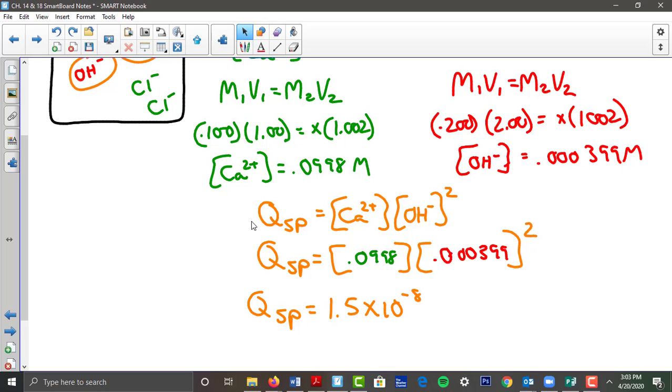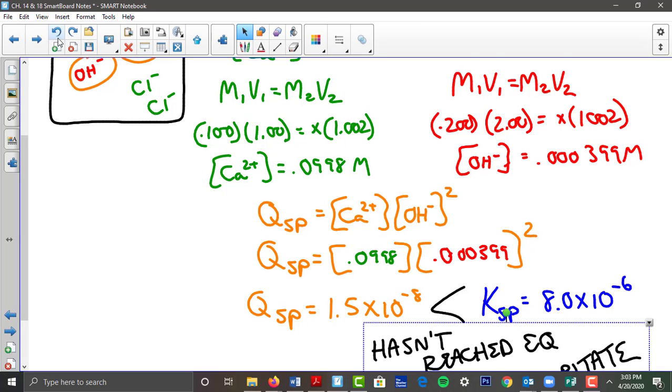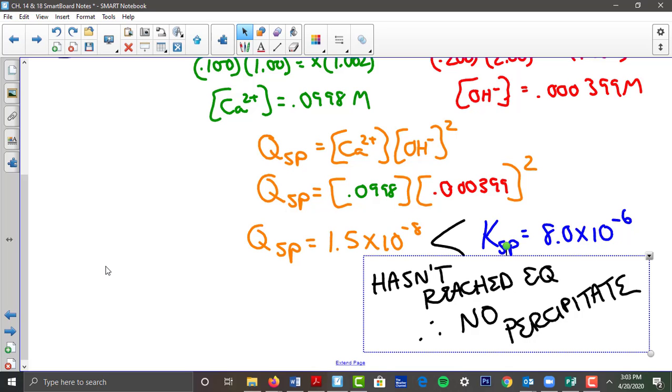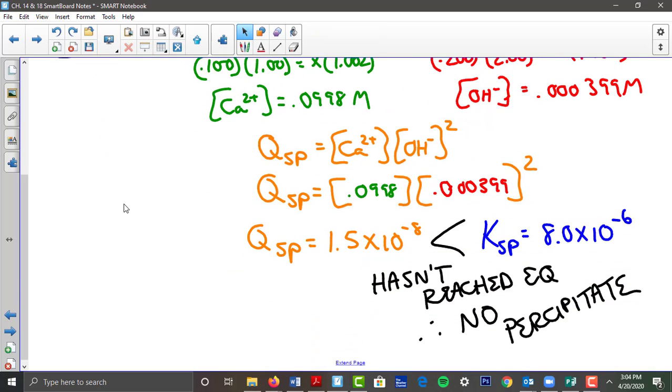Now, how does that relate to K? Remember, back in your textbook to page 737, the value of K for this is 8.0 times 10 to the negative 6th. So 10 to the negative 6th is about 100 times greater than 10 to the negative 8th, but that's got a smaller number in front of it, meaning that K is greater than Q. So just adding 2 milliliters to that liter of solution, no precipitate's going to form. Gets close, but it's not there yet. You can still add more until a precipitate forms.